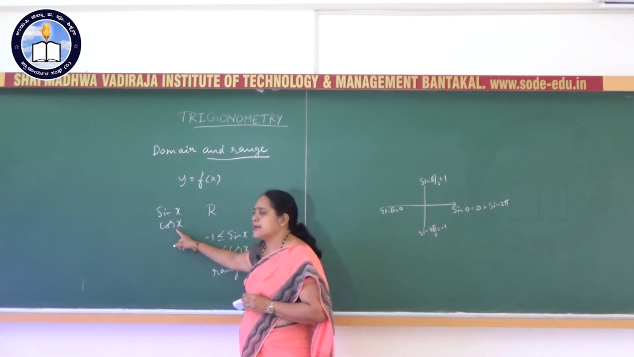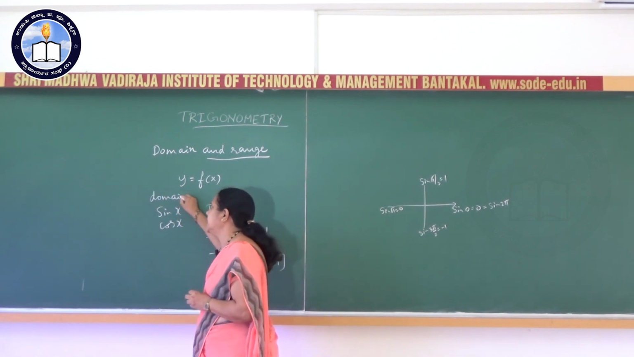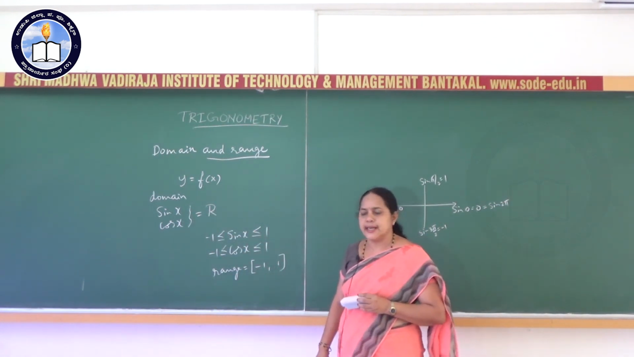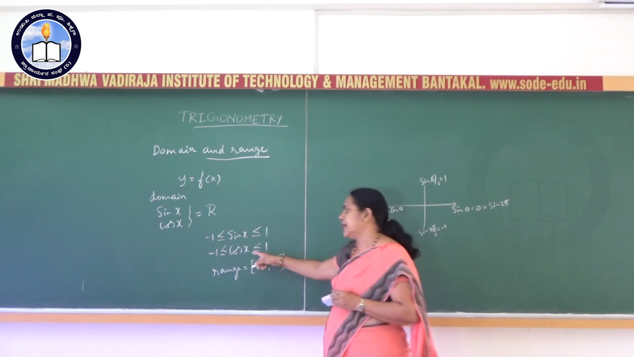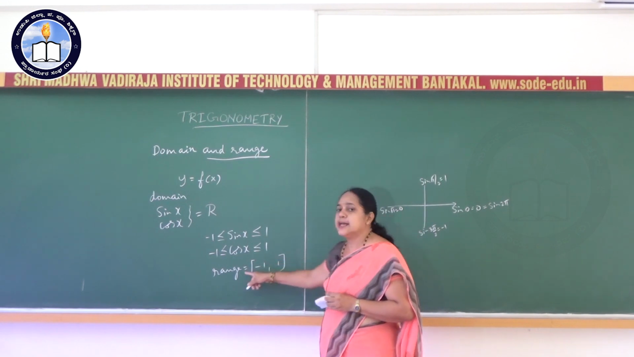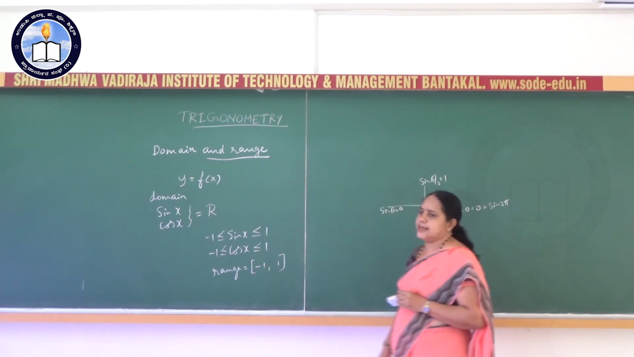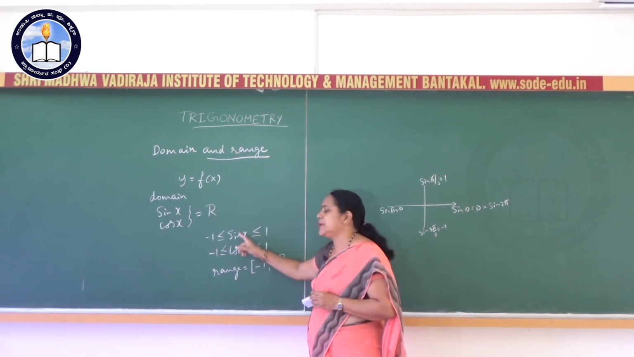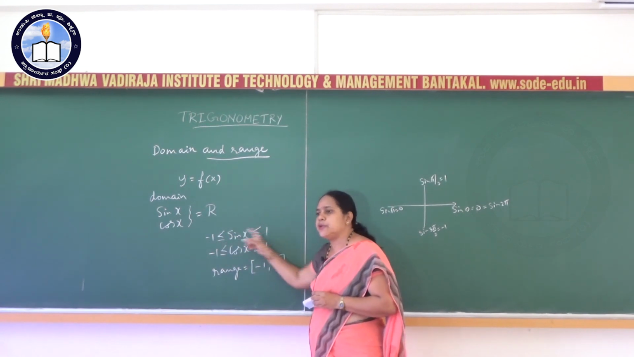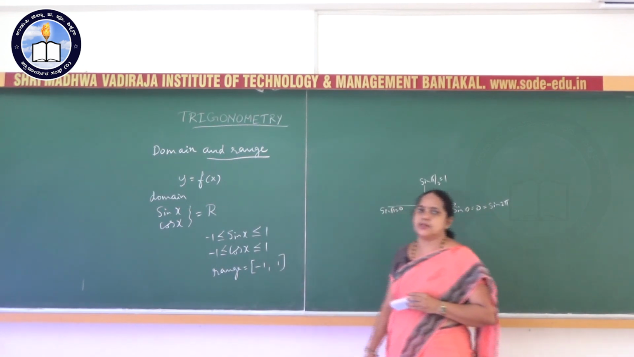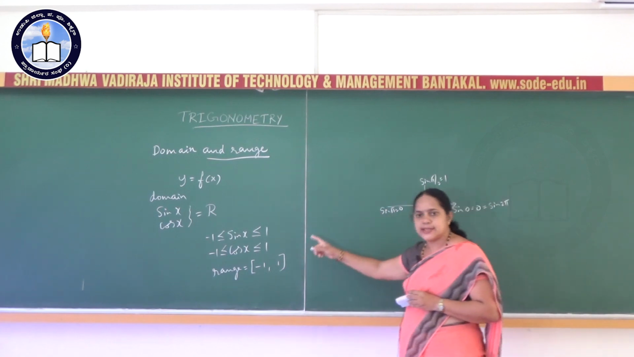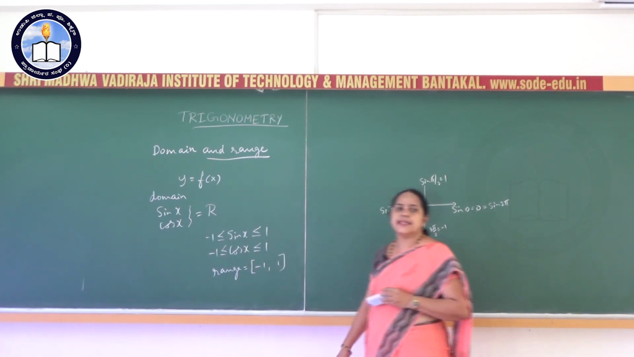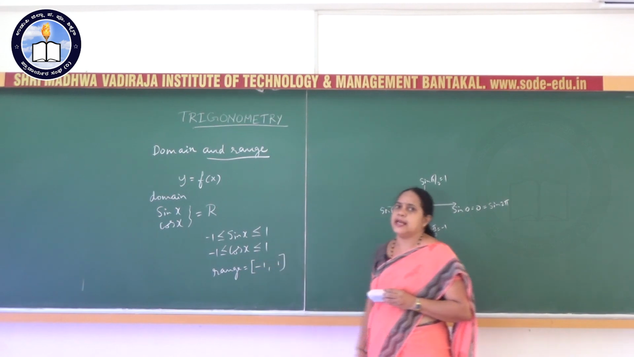Remember, the domain of sine x as well as cos x is R, the set of all real numbers, and the range of sine x and cos x is the set of all real numbers between minus 1 and 1, including minus 1 and 1, because the values of sine x and cos x are between 1 and minus 1, including minus 1 and 1. The highest value of sine x as well as cos x is plus 1, the least value is minus 1. So the range of sine x and cos x is the closed interval minus 1 to 1.